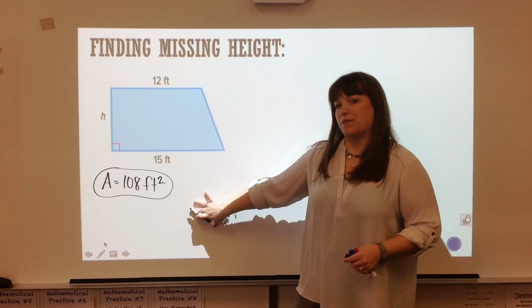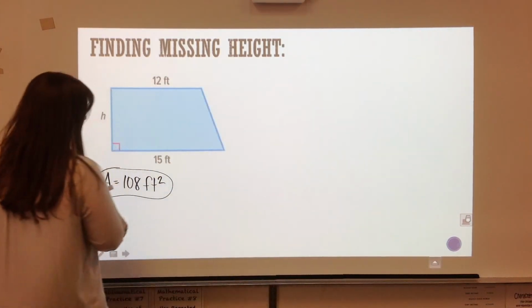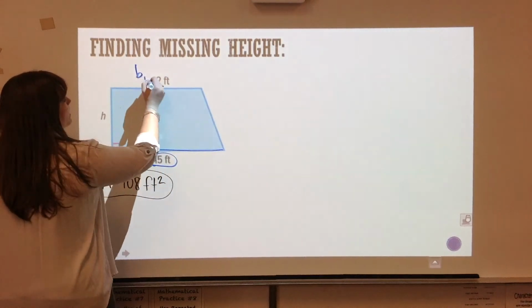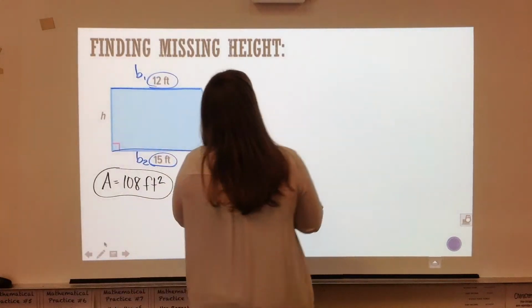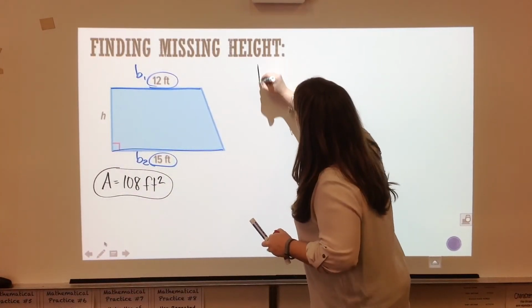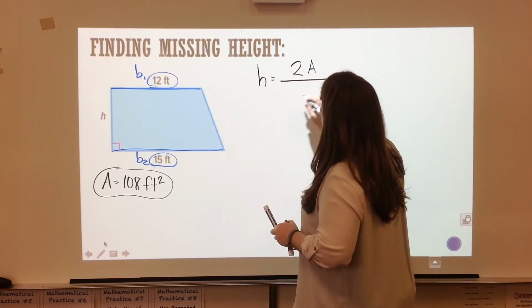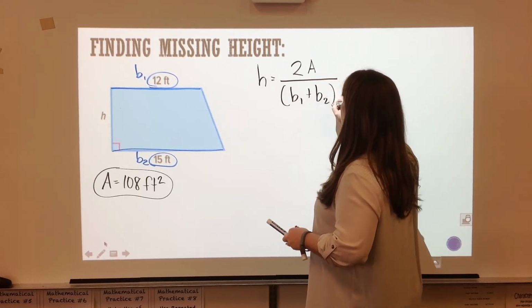So the area of the first one is 108. The bases are the only thing that we are given. The base 2 is 15, and the base 1 is 12. We have to find the height. So our new formula is going to be h equals, we're going to double the area, and then divide it by the sum of those bases.